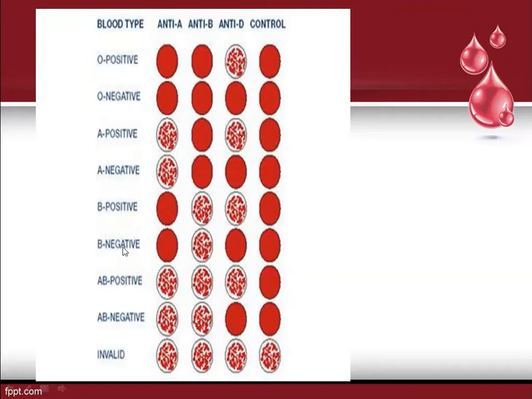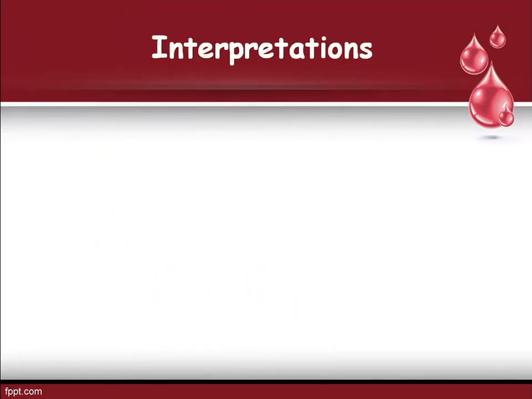B negative, in that the clumping only in the anti-B and absent in anti-A and the anti-D. AB positive, it means the clumping in anti-A, anti-B and the anti-D. AB negative, it means the clumping in anti-A, anti-B and absent in the anti-D. Invalid, it means it shows the clumping in all anti-A, anti-B and the anti-D. Interpretations.